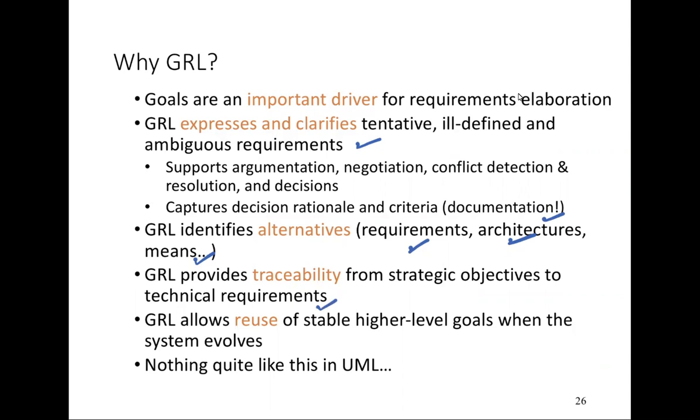GRL allows reuse for stable higher level goals even when the system is evolving. Keep in mind, it has to be used in the early stages of requirement engineering. It is widely used to model non-functional requirements. That's why it is widely used to model goals, which has all of the previous properties which cannot be seen in the traditional UML language.